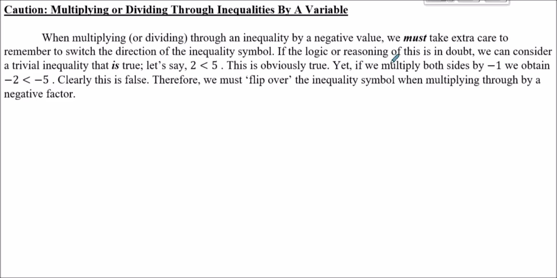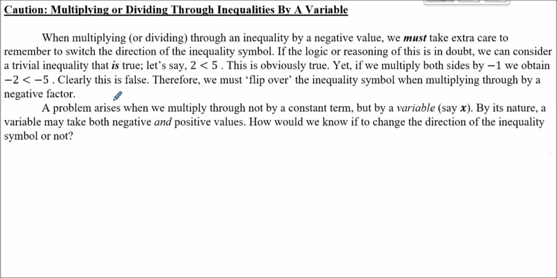So if the logical reasoning of this is in any doubt, just consider a trivial, easy, obvious inequality that is true. So for example, I've said here, 5 is greater than 2. Obviously that holds true. Yet if you were to multiply both of these sides by -1, without swapping this inequality sign, this would become -2 is less than -5. That's clearly false because -5 is less than -2. -5 is smaller. So to keep it true, therefore what we must do is flip over the inequality symbol so it faces the opposite direction. And we need to do this every single time we multiply through or divide through by a negative factor.